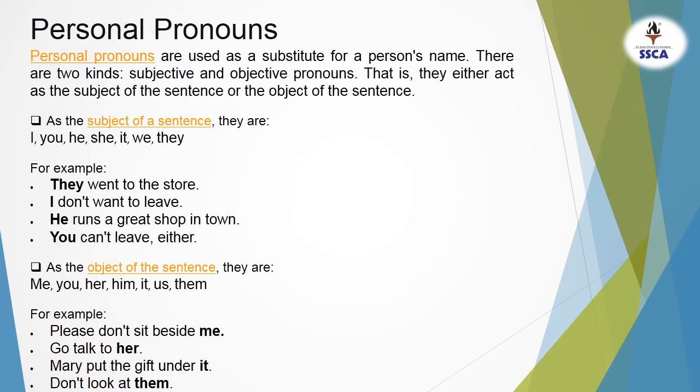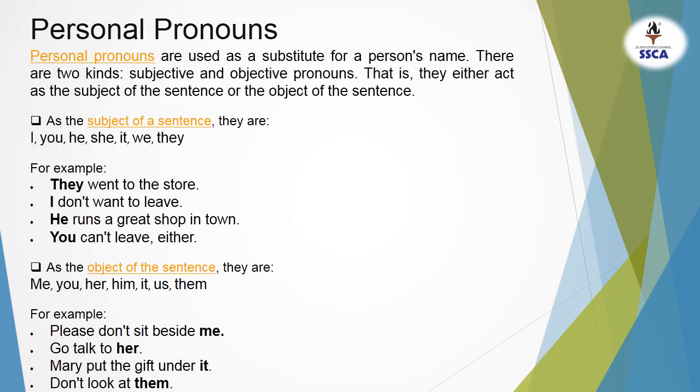First, as the subject of a sentence, they are I, you, he, she, it, we, they. For example, they went to the store. Now there is more than one person who went to the store, so we used they. Second example is I don't want to leave. And the third is he runs a great shop in town. And fourth one is you can't leave either. Here they, I, he, and you are working as subjective personal pronouns.